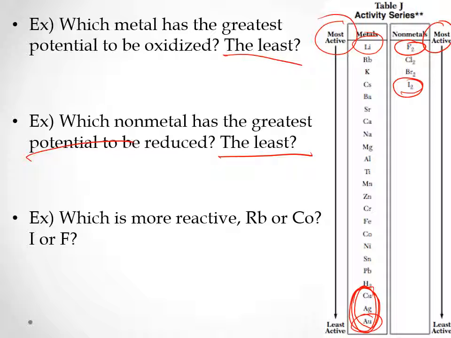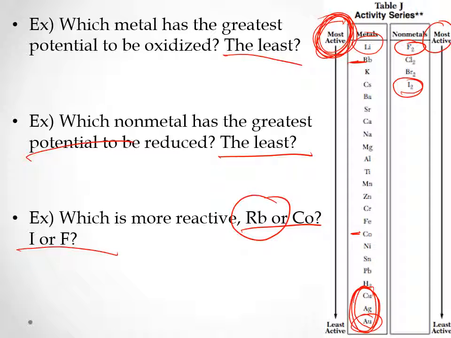So next example where it says which is more reactive, rubidium or cobalt, just see which is higher on the chart. The higher one will be most likely to be oxidized, the lower one will be more likely to be reduced. But in this case, we're just comparing them. Rubidium versus cobalt. Rubidium is right here all the way at the top. Cobalt is pretty far down, so rubidium is going to be the most reactive one just because it's higher up here with the active things.